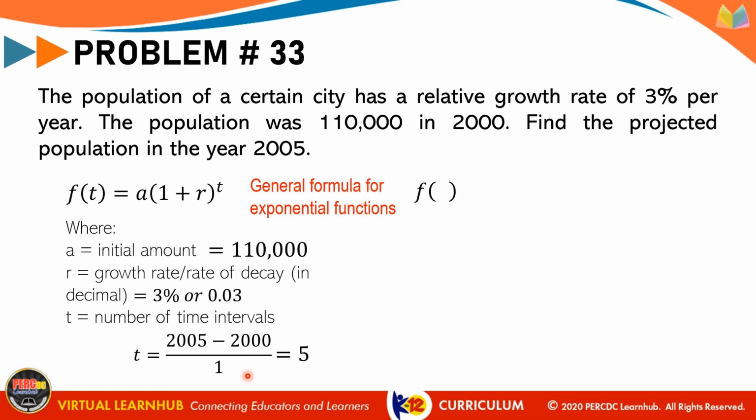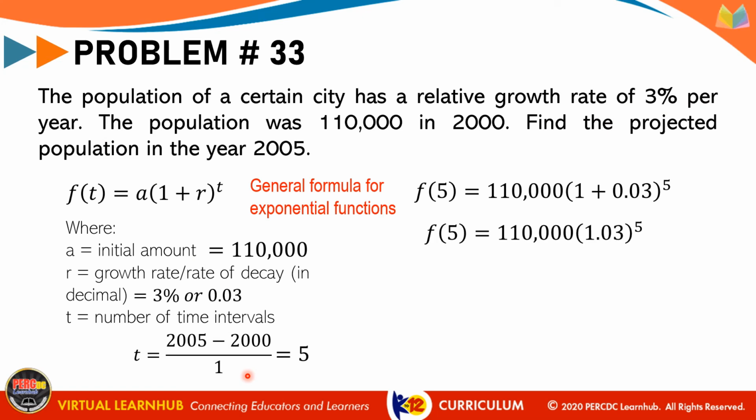Substituting it to our formula, we have here f of 5 equals 110,000 times 1 plus 0.03 raised to 5. And that is f of 5 equals 110,000 times 1.03 raised to 5. That is 127,520.1482, or approximately 127,521.